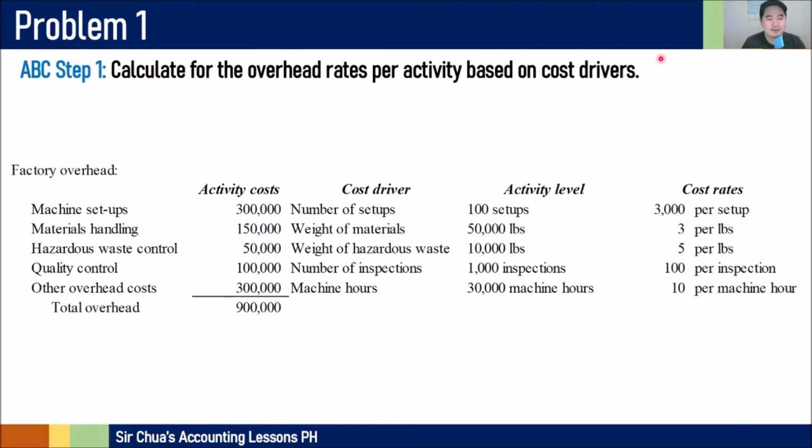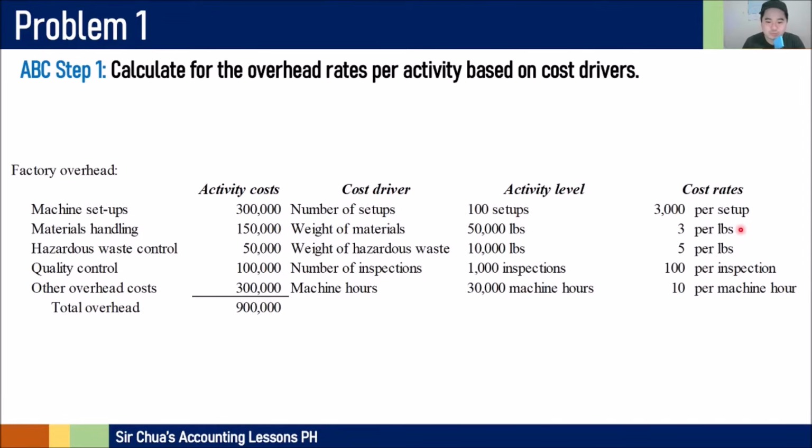Okay? So, ganito po siya. Ito daw po yung cost per activity and then ang i-expect natin is 100 setup, 50,000 pounds, 10,000 pounds, 1,000 inspections, 30,000 machine hours. So, ganito lang po kunin yung cost rate, no? Mathematics 1 lang ito, napakadali. 300,000 machine setup cost divided by 100 setup, ibig sabihin, ang gastos mo per setup, 3,000 pesos per setup. Same with materials handling. 150,000 po yung cost niya, pero ang handling natin is 50,000 pounds. So, 150,000 divided by 50,000 is 3 pesos per pound.